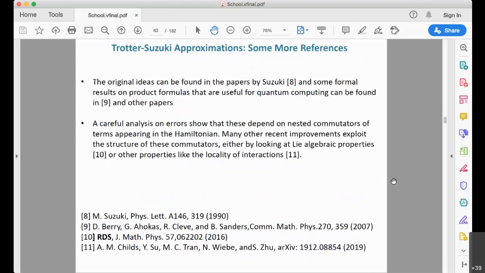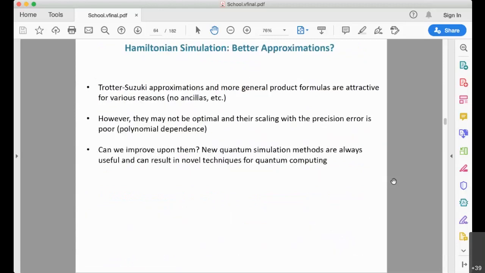Here are a few more references about product formulas, and I think this concludes my description of how these product formulas work. Are there any questions at this point? It's a natural stopping point. Kunal is asking another.